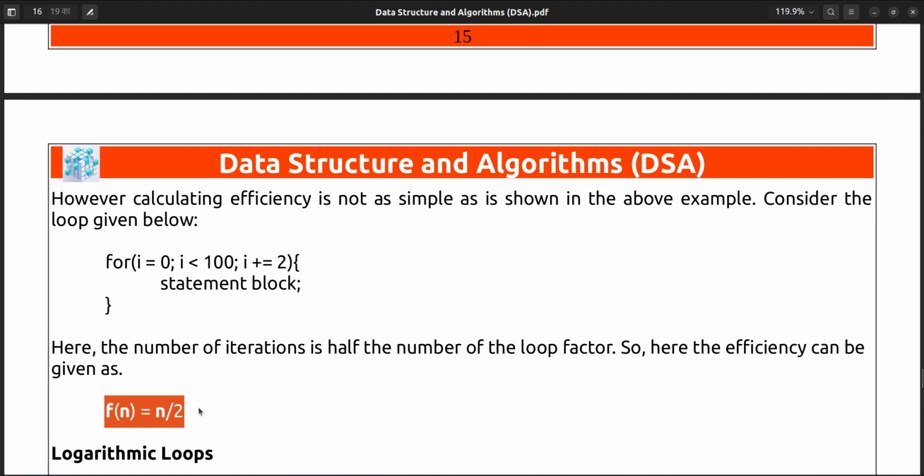Whatever iterations you have, n is the number of iterations. If the number of iterations is 100, then divided by 2, 50. If the number of iterations is 50, divided by 2, 25. Like that, the efficiency of this algorithm will be defined here.